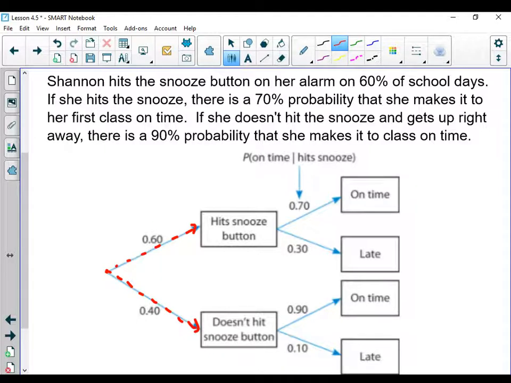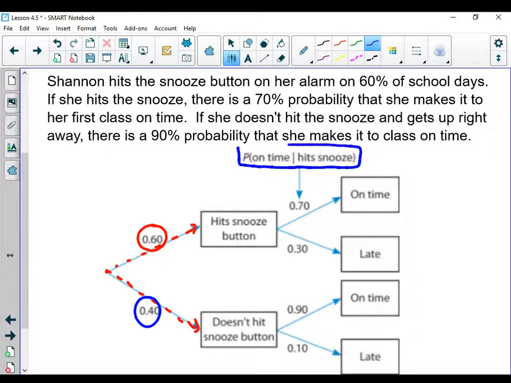They said 60% of the time she hits the snooze. So that's why this branch has 0.60. The other 40% of the time she wouldn't hit the snooze. That's why this branch has the 0.40. After she makes the first decision, whether she makes it on time or not is based on what decision she made initially. And that's why it's considered a conditional probability.